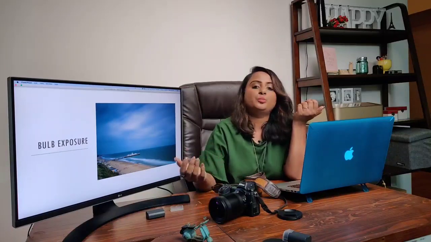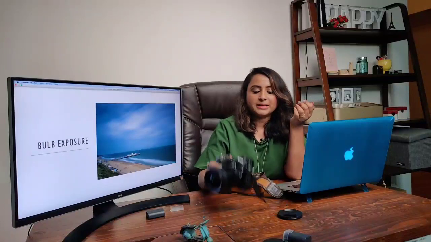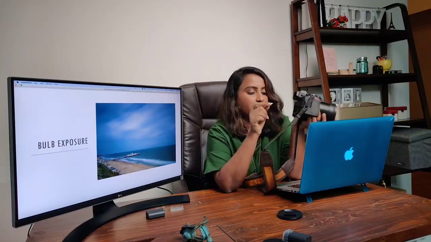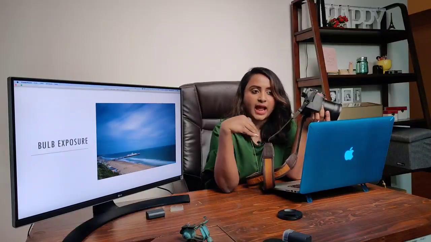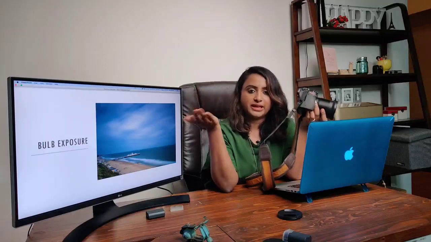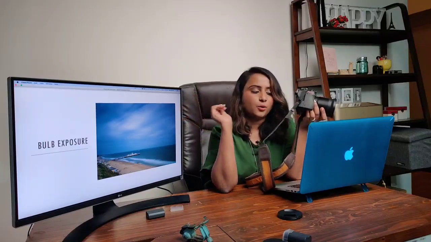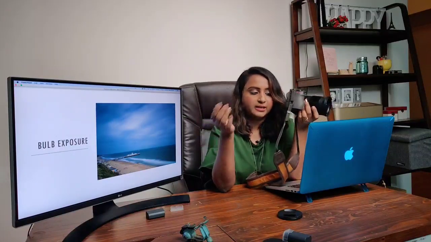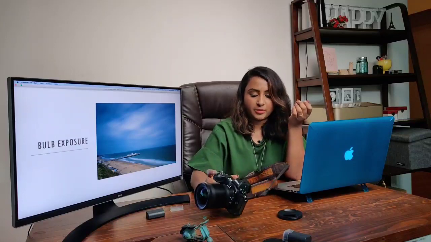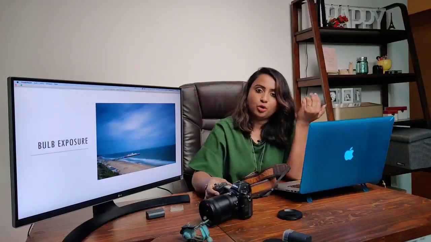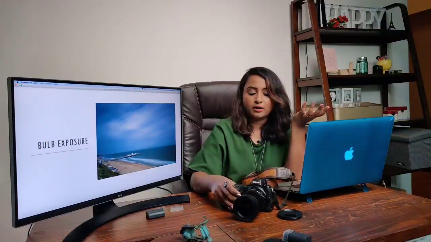And you can also do bulb exposures. So basically, when you're setting shutter speed in your camera, most cameras allow shutter speed up to 30 seconds on the lower side and up to 1/8000th of a second on the higher side. So anything beyond 30 seconds, if you want to set, there is an option called bulb mode in most of the professional cameras. So you can set it to bulb mode and keep it for as long as you want.